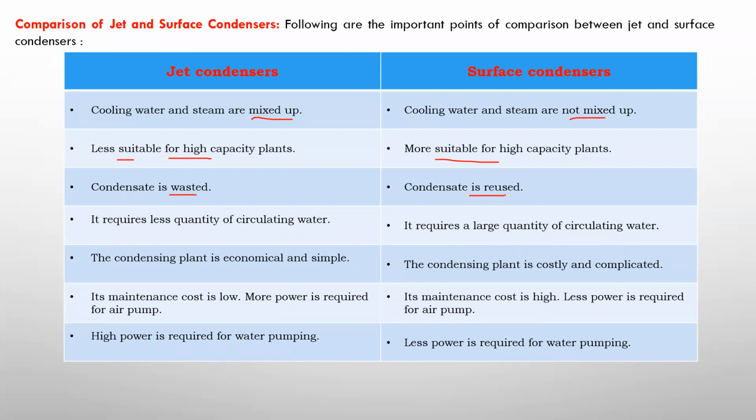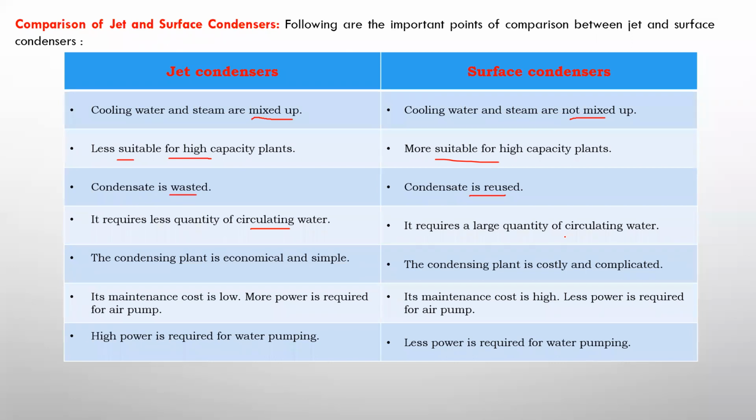In the surface condenser, the condensate can be reused, because the impure water and the steam won't get mixed with each other. The same condensate can be reused once again. The jet condenser requires a smaller quantity of circulating water because there is direct contact with each other, so a faster rate of cooling occurs. For that purpose, a smaller amount of cooling water is required. But in the surface condenser, there is no direct mixing. Cooling water and the steam are separated.